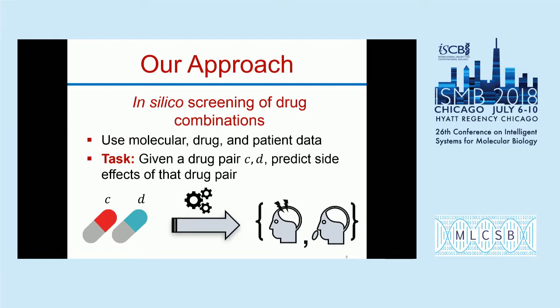So our approach here is to develop an in silico screening method of drug combinations, where we use molecular drug and patient data to predict side effects of drug pairs. Our task is, given a drug pair C, D, we want to predict side effects of that drug pair. What is important here is that we are interested in predicting side effects that cannot be attributed to either drug alone. So we're not interested in predicting side effects of an individual drug, but rather side effects that are specific to drug combinations.